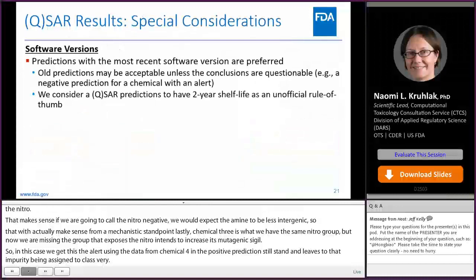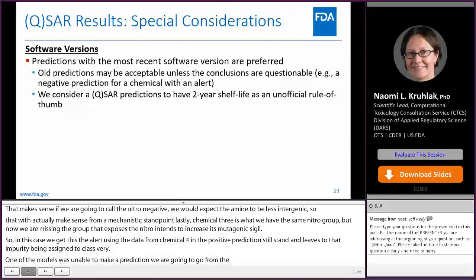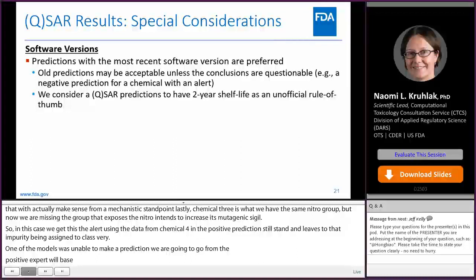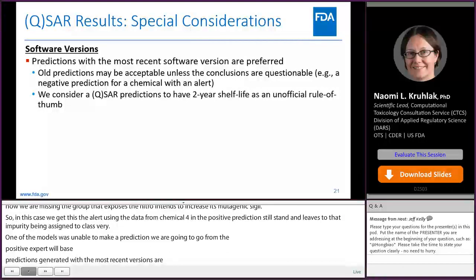There are a couple of special considerations that one should be aware of with respect to QSAR results. The first is with regard to the version of the software that's being used. Predictions generated with the most recent version of a software are preferred, but old predictions may be acceptable unless the conclusions are questionable, and this could be in a case where you have a negative prediction for a chemical that has a visual structural alert. That may be where we look a little more closely or possibly even rerun a prediction.